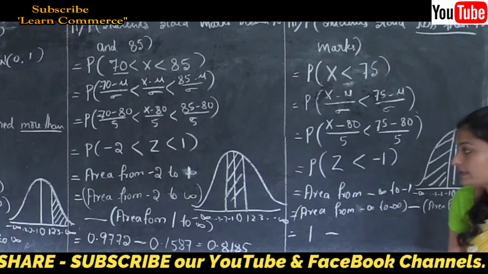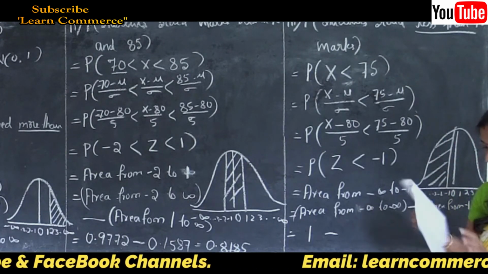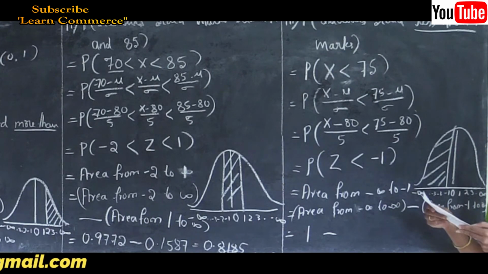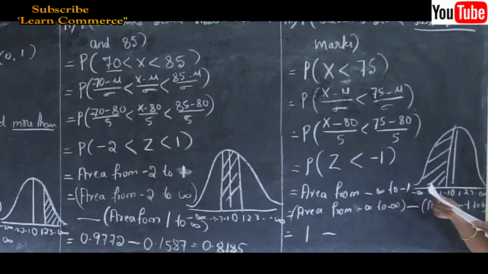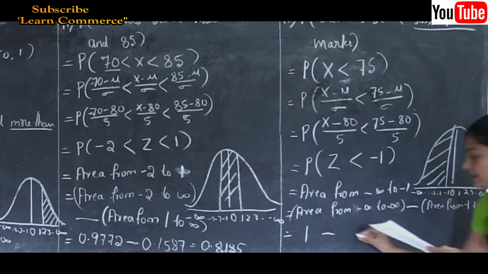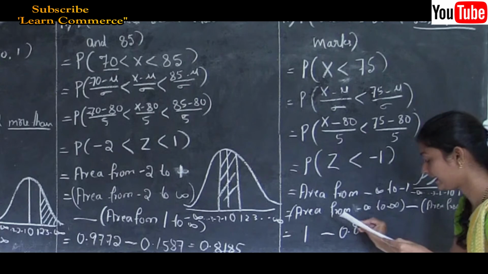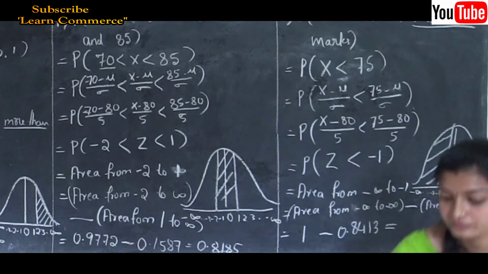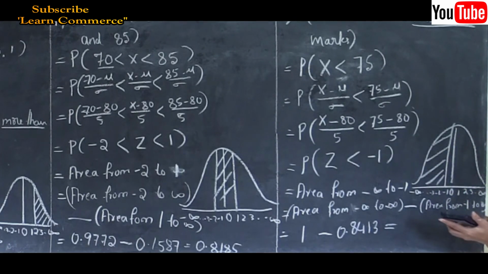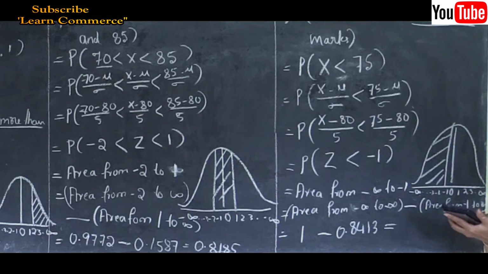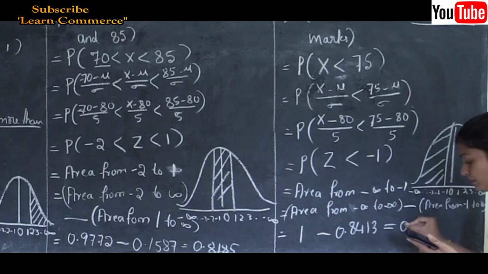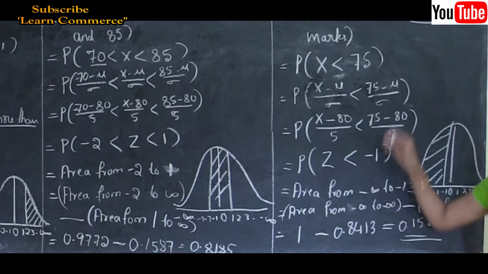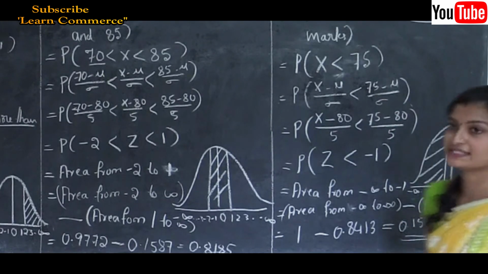Here minus 1 is 0.8413. This is equal to 1 minus 0.8413, which is 0.1587. This is the calculated answer of the probability of students who scored less than 75 marks.